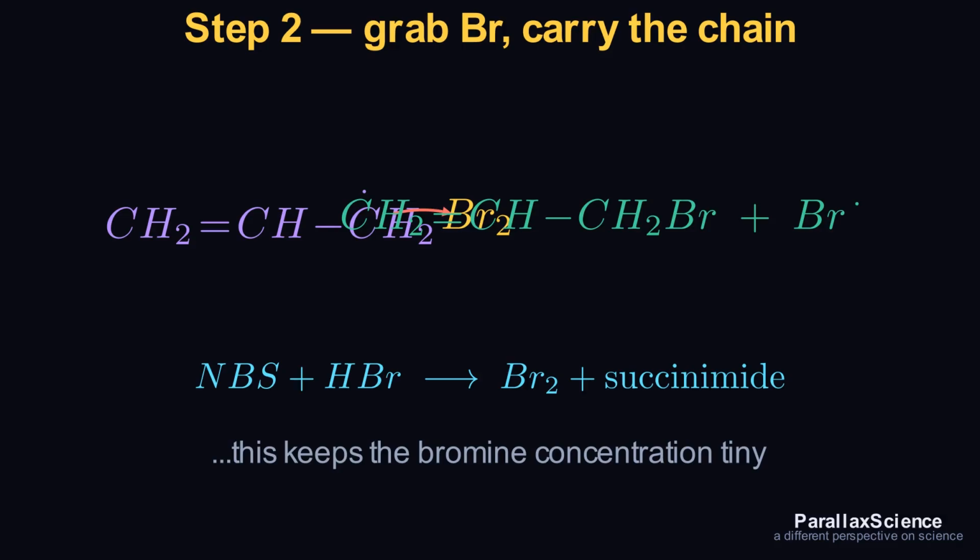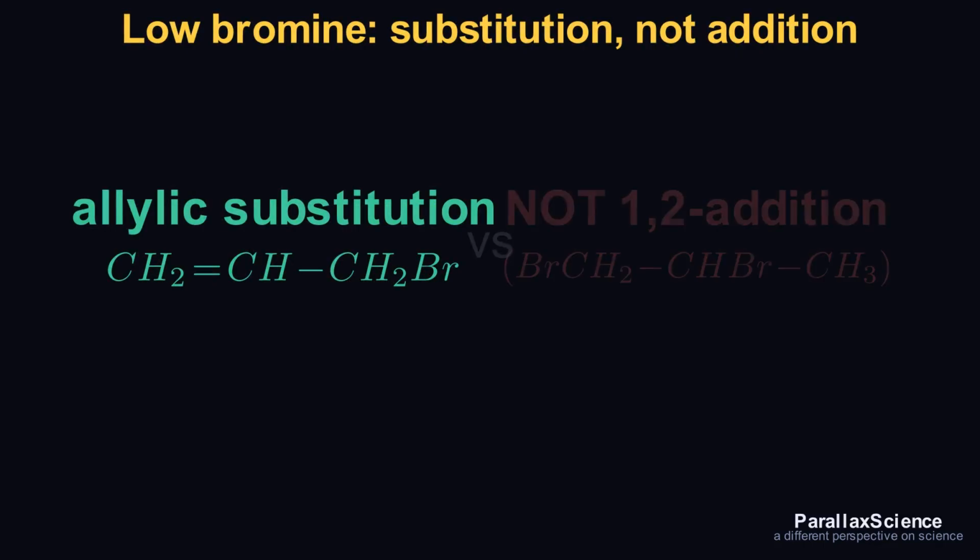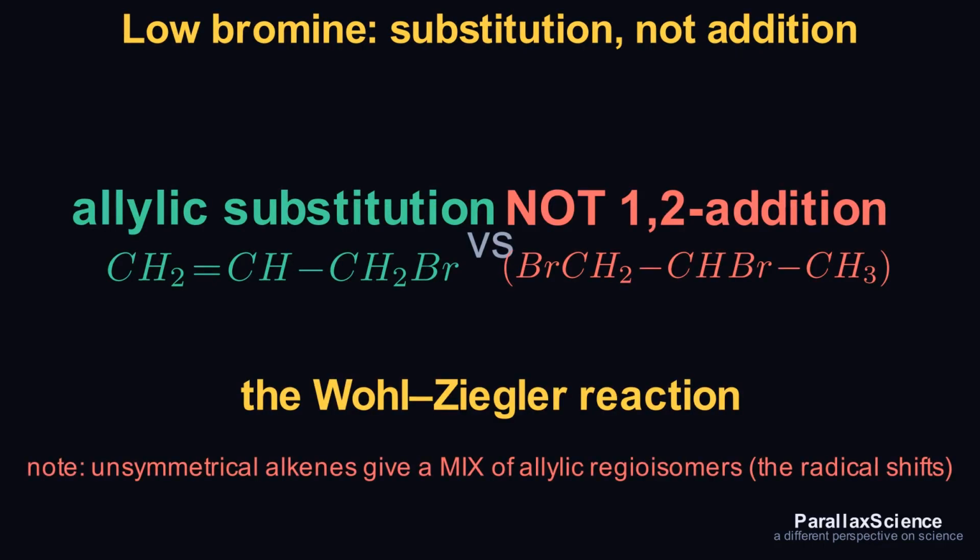chain. And the key step. NBS plus hydrogen bromide regenerates molecular bromine, but only in trace amounts. Because the concentration stays low, bromine substitutes at the allylic position, instead of adding across the double bond. This is the Wohl-Ziegler reaction.